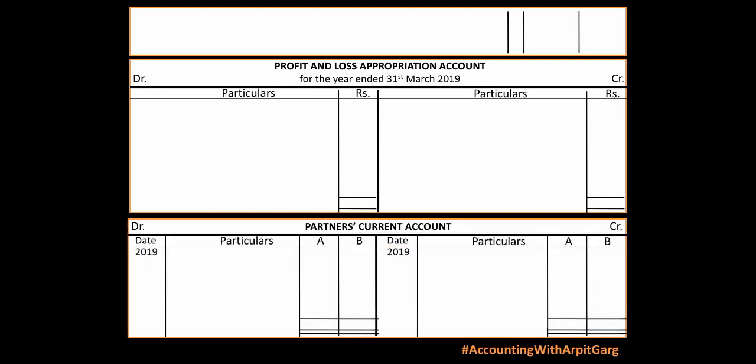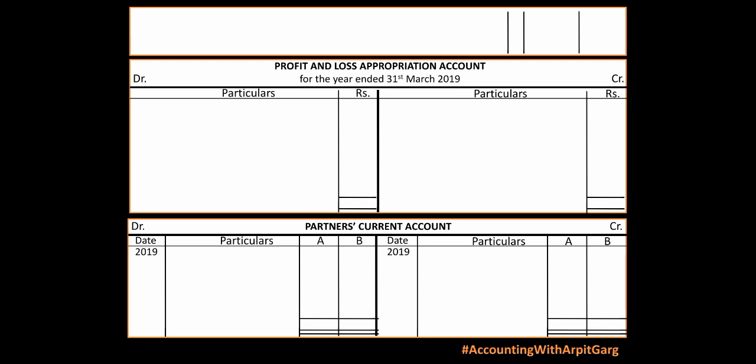Next, A also gave a loan to the firm of rupees 20,000 on 1st October 2018. Net profit for the year ended 31st March 2019 was 75,000 before charging interest on loan. See, as it is written here that interest on loan is not charged, so now we need to charge it. And second point, that the interest rate on loan is not given, so we need to see what will be the rate of interest to be charged.